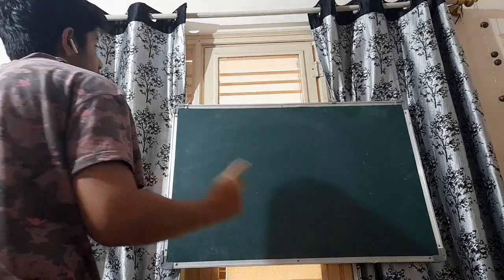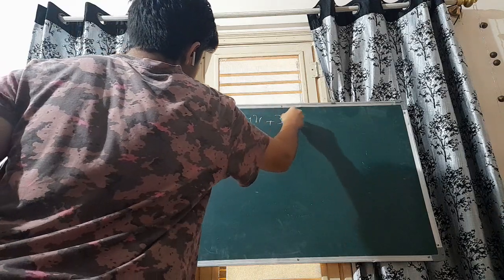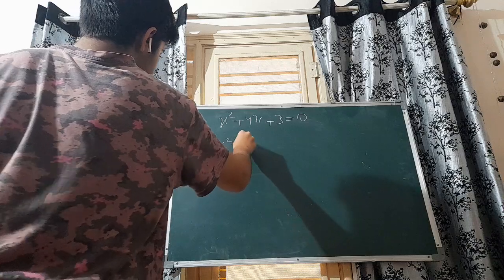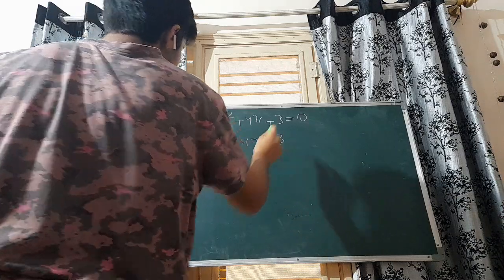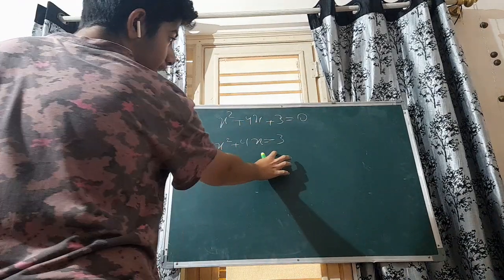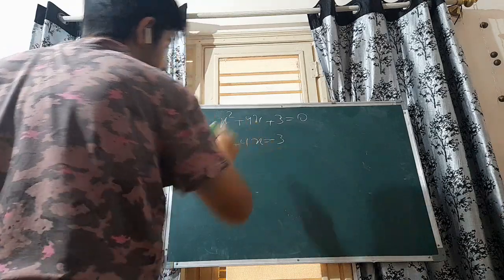Let's go on to the second method, which is completing the square by finding the magical number. Same equation, x squared plus 4x plus 3 equals 0. Now, let's just take the 3 to the other side. So x squared plus 4x equals negative 3. What we're doing here is subtracting 3 on both sides. So 0 minus 3 would be negative 3, and plus 3 minus 3 would just cancel out the 3. So x squared plus 4x equals negative 3.